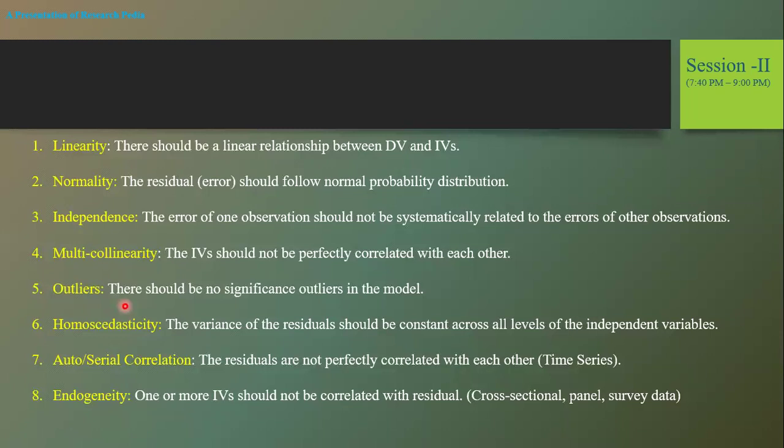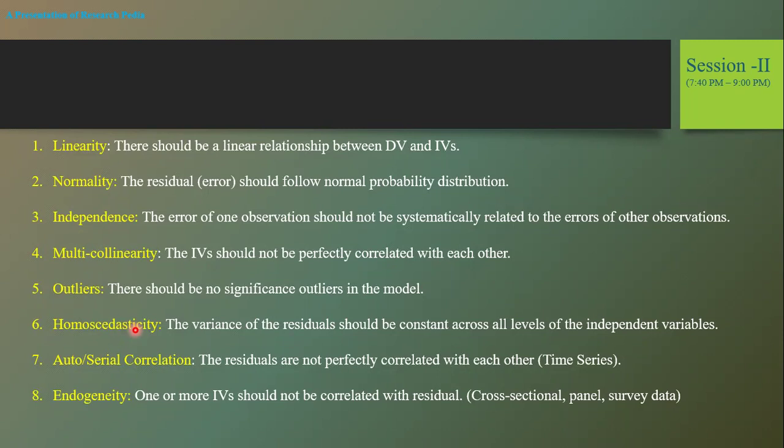So whenever you find some discrepancy in your simple or multiple regression analysis, you need to check the linearity, normality, independence, multicollinearity, outlier, and homoscedasticity assumptions. If something is wrong with your data, you can identify whatever is wrong with your data using these assumptions, and you can accordingly correct your estimations.